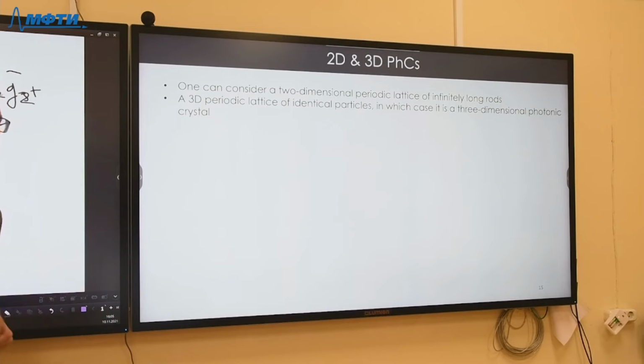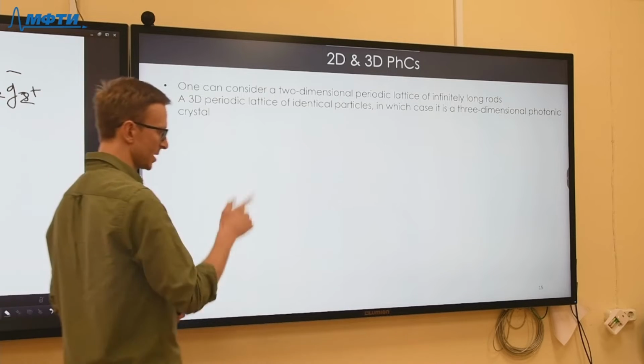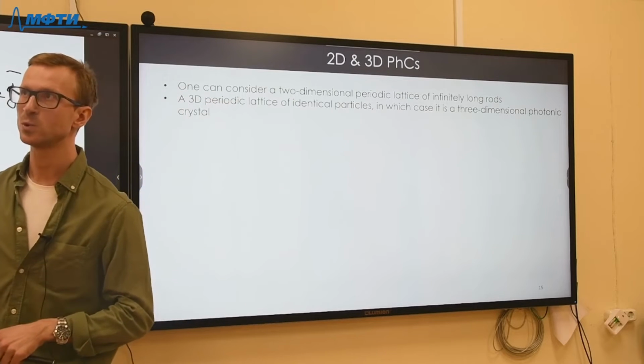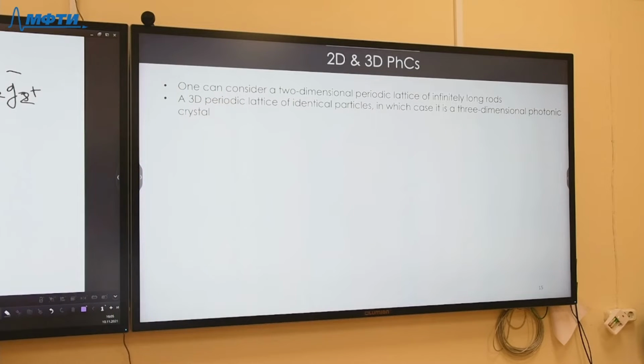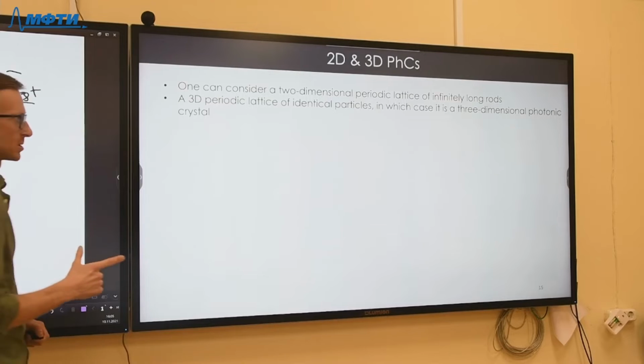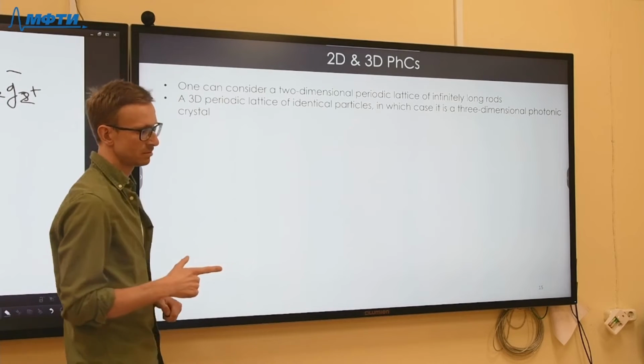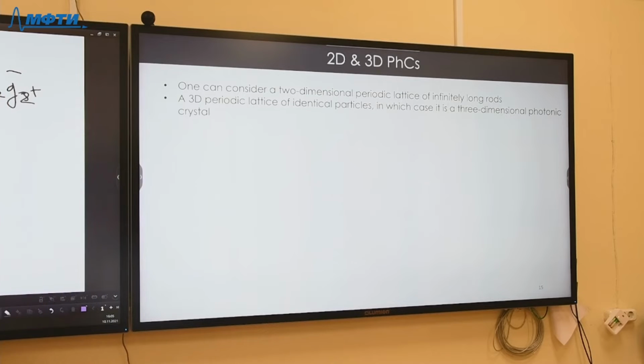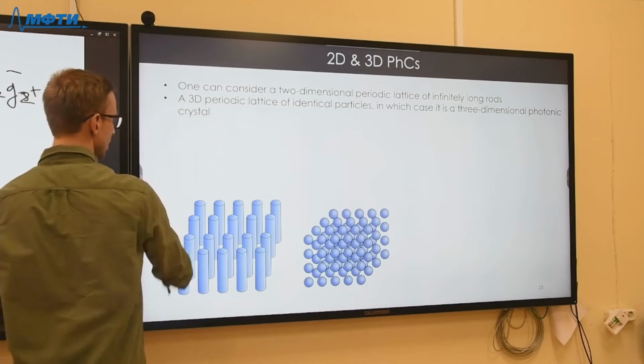Okay, let's now increase the complexity of the system, and let's increase the number of dimensions in which the system is periodic. The one-dimensional photonic crystal was periodic only in one direction, along the x-axis. In the two remaining dimensions, y and z, it had continuous translational invariance. Let's look at systems which are periodic at least in two dimensions or in all three dimensions. These are typical examples.